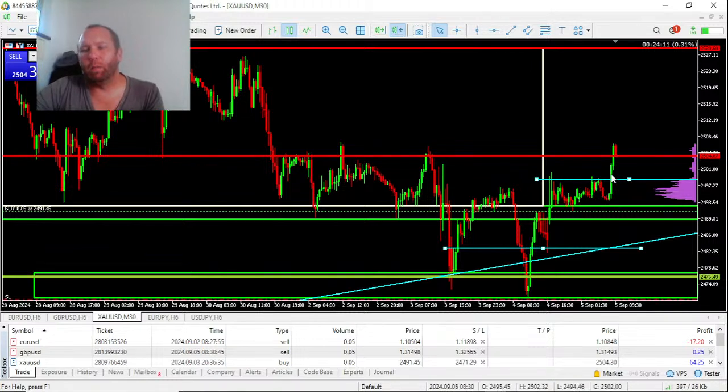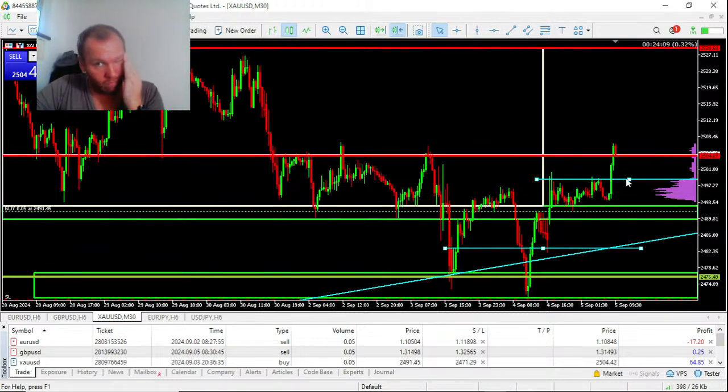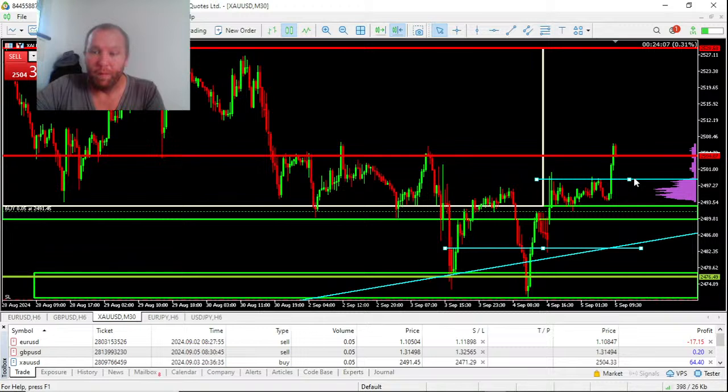so we might see a little bit of a push down to the downside right over here, and then a push back up to the upside. So that's basically what I'm waiting for, because I can see some inefficiencies over here. So this is what I'm waiting for, right over there.